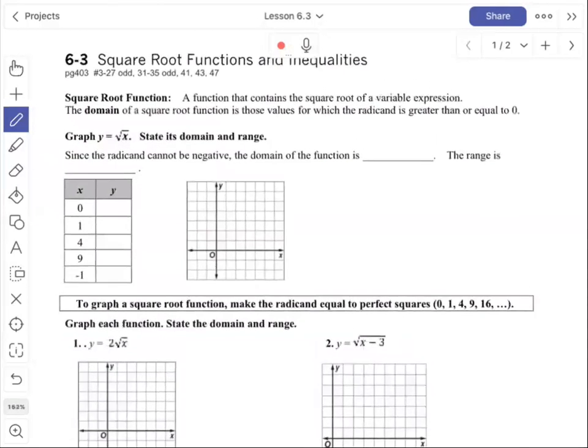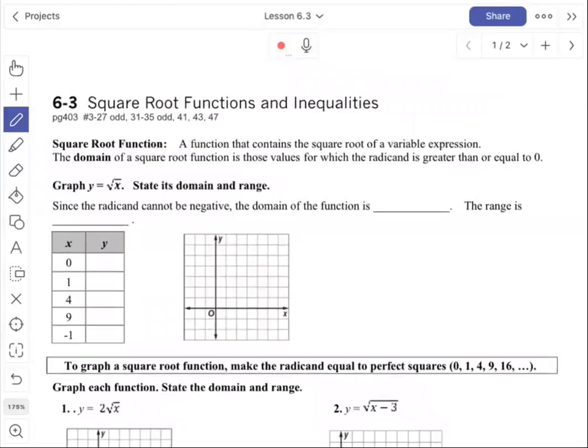All right, so let's jump right in. A square root function is a function that contains a square root. Well, duh. Pretty straightforward. Now we're going to talk about domain and range, specifically the domain of a square root. The domain of a square root is those values for which the radicand... Radicand is just what is inside the radical. Whatever is inside the radical, that's called the radicand.